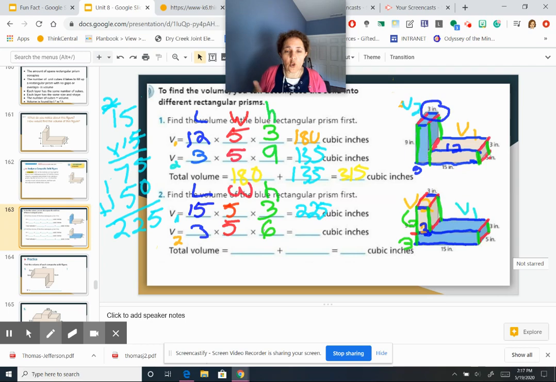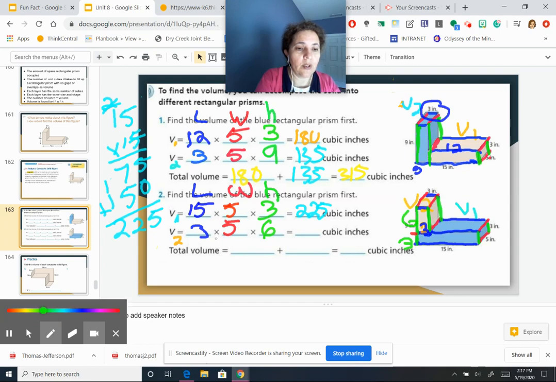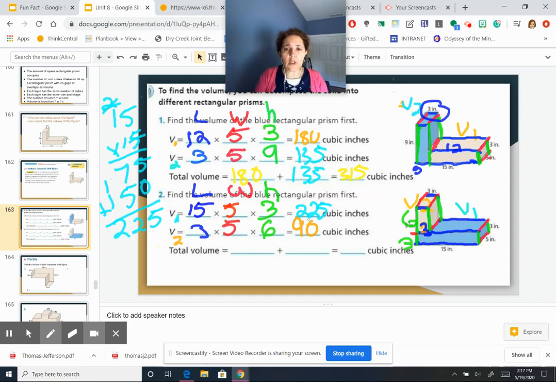And remember, it doesn't matter what order you do it in. Do it any order you want. I'm going to do 5 and my 6, which I know is 30. And then 30 times 3. Well, I know 3 times 3 is 9, and then add my 0. So that gives me 90 for my volume 2. Oh, and that should be that color. That gives me 90. So then all I got to do is add them together. So go ahead and add 225 and your 90 and see what you get.